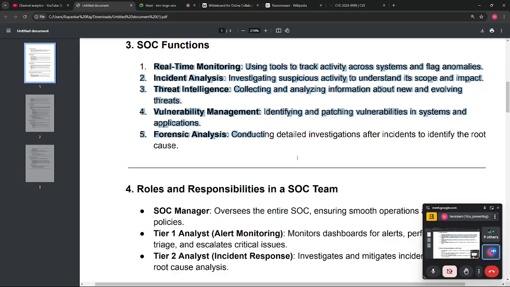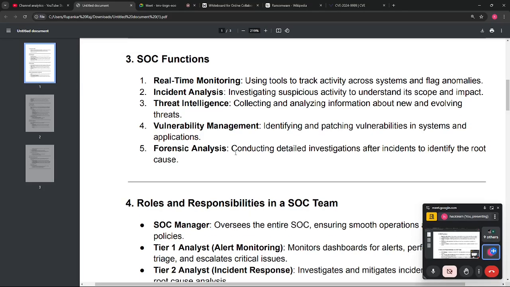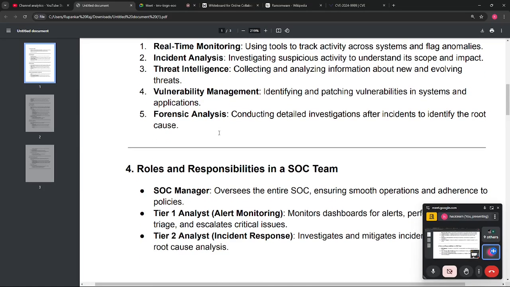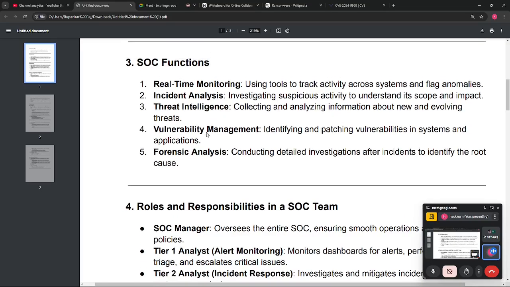And all these functions are very much important. That's why it's mentioned here, and that's why they all happen. So these are the basic functions of SOC, from basic to advanced level functions of SOC.